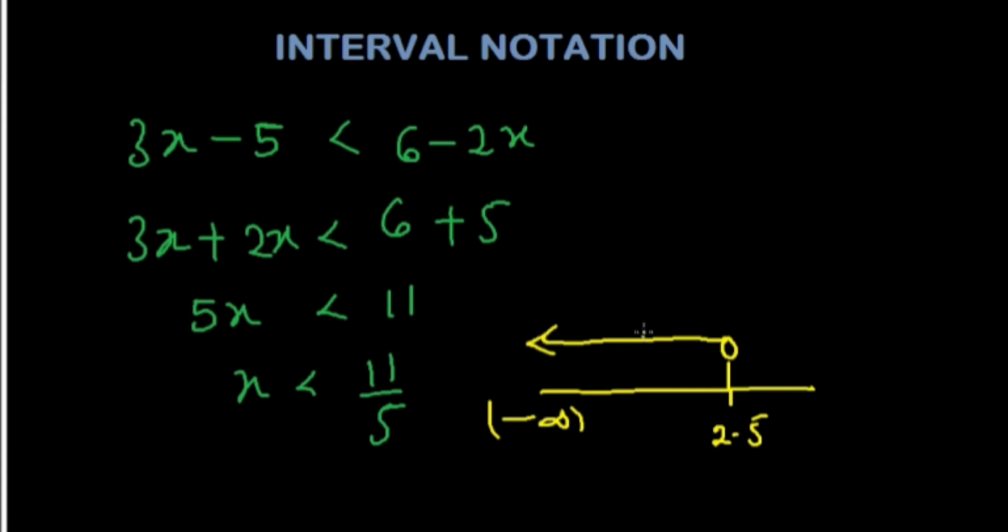How do we write this in interval form? Because it does not involve 11 over 5, there's no equal sign here, and it's going to infinity, your interval form will be in this form: this bracket, curve, to infinity, comma, 11 over 5. And you are also going to open it because it's not involving 11 over 5. So this is how to actually know about the interval.